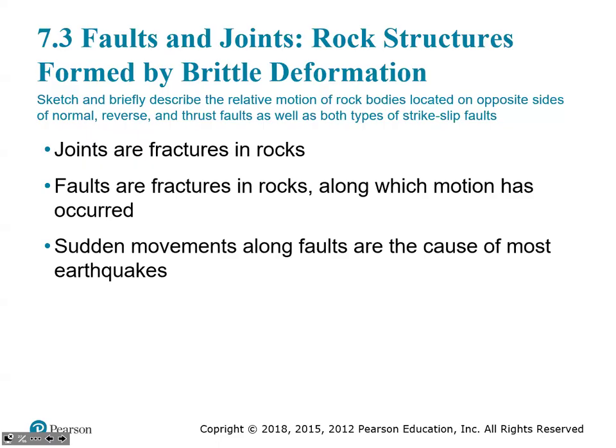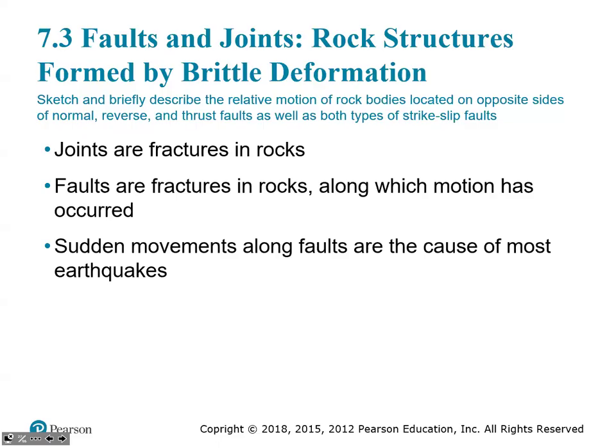relative to each other. So you get a joint where something breaks, but it's just broken. Neither side has moved. A fault is when something breaks and then it moves. And sudden movements along faults are the cause of most earthquakes.